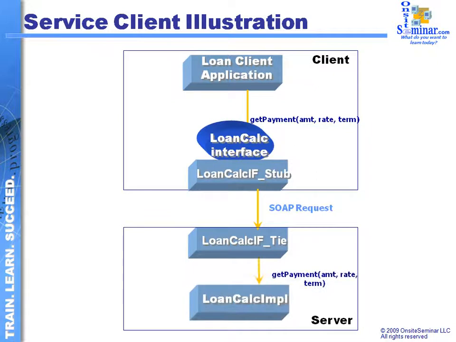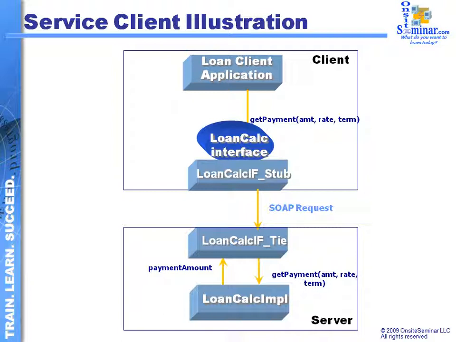So we're calling the getPayment method on the implementation class, passing in the amount, the rate, and the term. The role of the tie program here, of course, is to convert the XML SOAP data and its available data types into the appropriate types that this loan calculation implementation service is expecting. Now, the loan calculation implementation class really has no idea where this request came from, and no idea it's operating as a service. It's simply going to be returning this information to who called it, in this case the tie program. It's returning the payment amount.